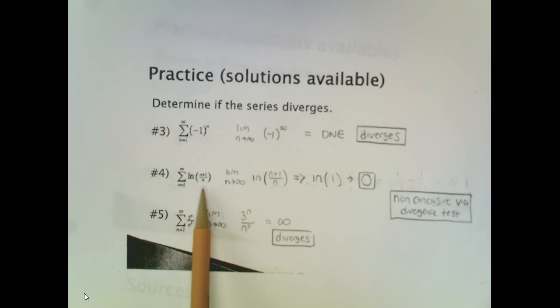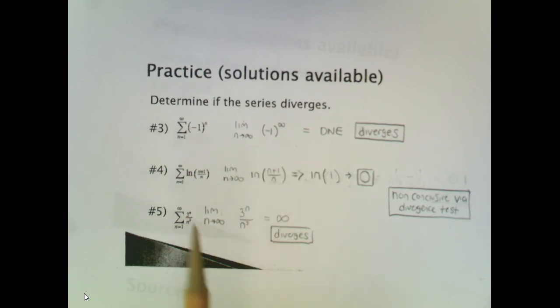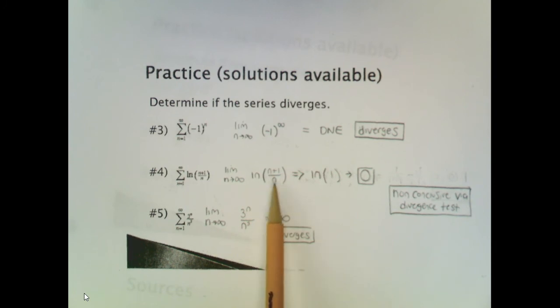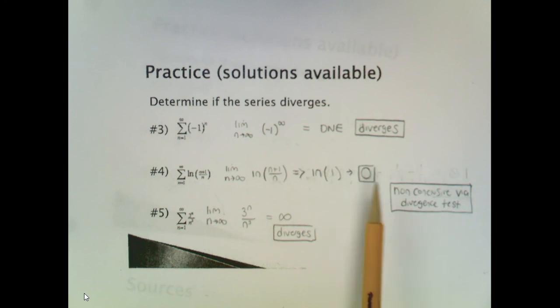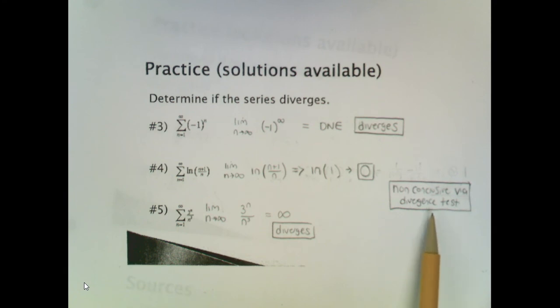As for number 4, it's the natural log of n plus 1 over n. Now, in the same perspective as we talked about on an earlier problem, if I plug in infinity over infinity here, when you have the same power in the numerator and the denominator of a rational expression, you look at just the coefficients. So n plus 1 over n is going to yield 1 over 1, which means it's going to be the natural log of 1. The natural log of 1 is equal to 0. And so based on the divergence test, we know it may converge, it may diverge, so we have to say it's non-conclusive at this point, and we have to provide further testing to get the answer.